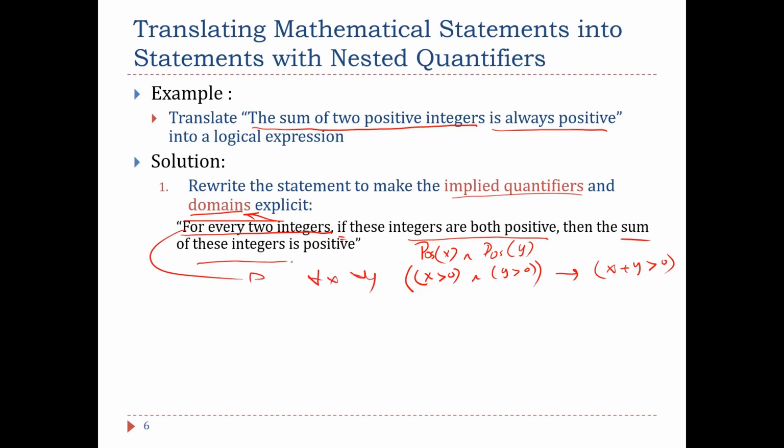So for every x, for every y, as long as the domain of x is equal to the domain of y, which is equal to the set of natural integers, or integers in general. Actually, it could be this set Z.